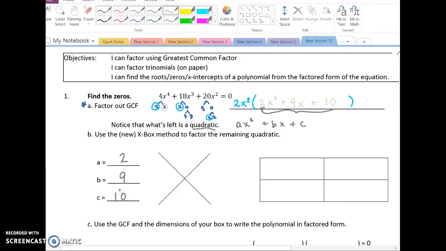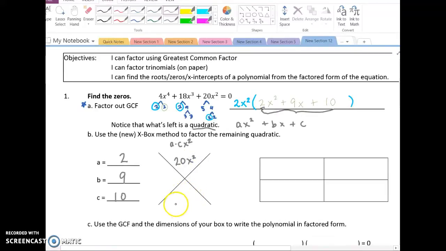Now we're going to use the X-box method to factor this, and this is the first time you've seen this, so be patient with yourself and know that we're going to work through it, and we'll do this more than once. On the top of the box, you're going to write A times C x squared. A times C would be 20, so you're going to write 20x squared on the top of the box.